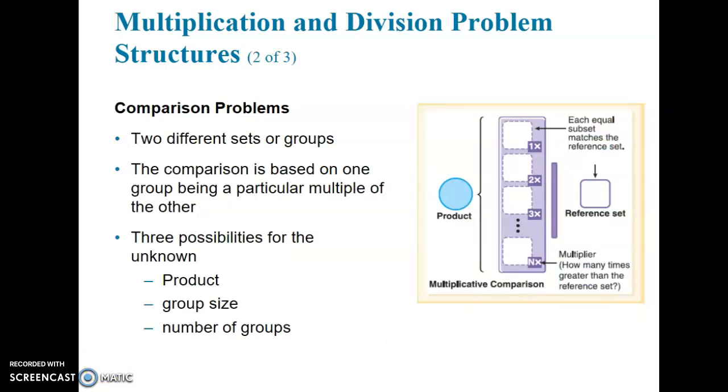In multiplication comparison problems, there are two different sets or groups. In a multiplication situation, the comparison is based on one group being a particular multiple of another, a reference set. In these comparisons, there are three possibilities for the unknown: the product, the group size, or the number of groups.